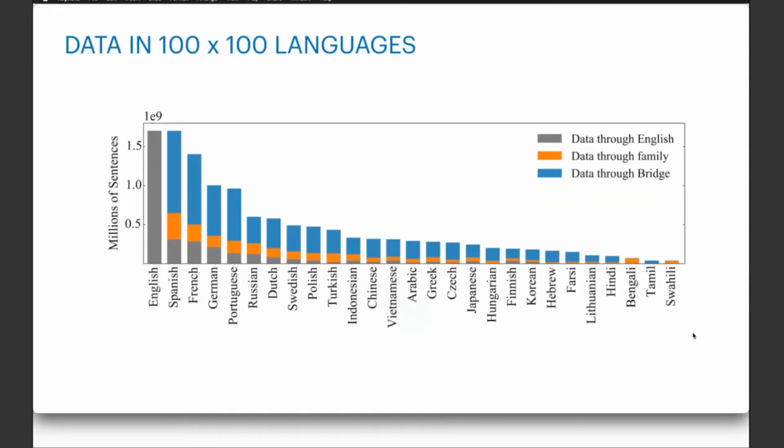The orange and the blue parts of the bar chart indicate the additional data that we're able to mine through this non-English centric mining process. You can see that for most of the languages it adds a significant amount of data. So going beyond English is not just for a modeling motivation, so that I can translate my Chinese directly to French, but it actually provides a lot more high quality data to produce translation models.